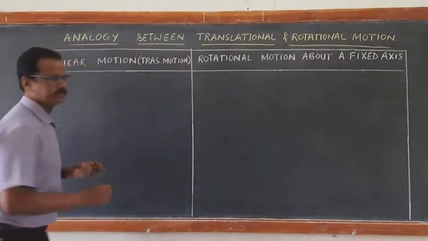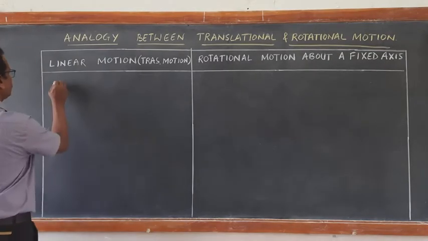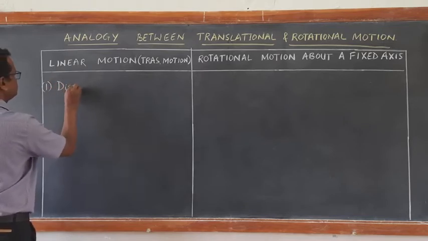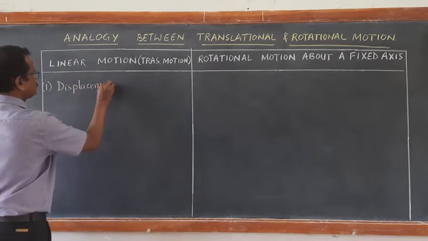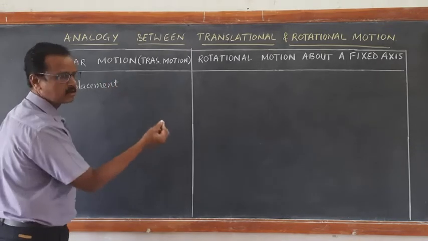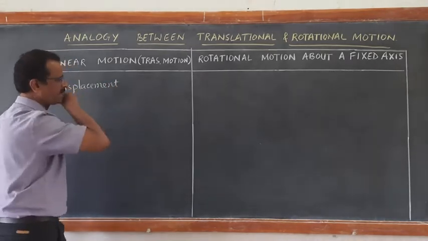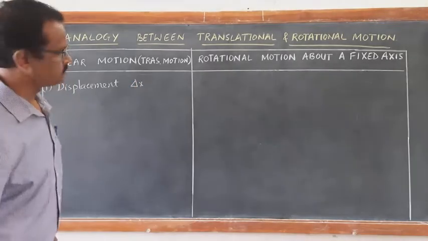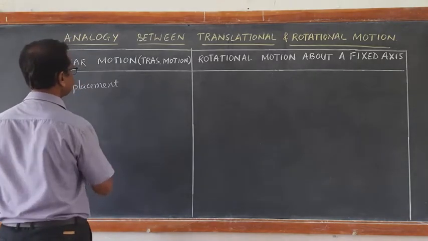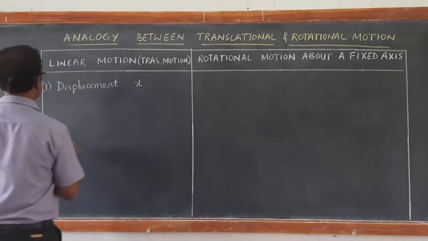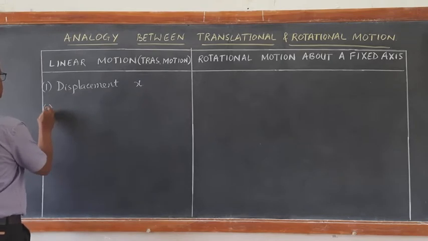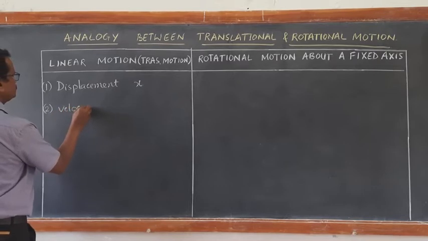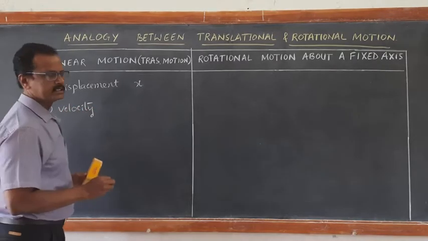First, we started with kinematics. We learned displacement. The first one is displacement, which we have taken as S, or X, or delta X. Let us take X as the displacement. Then we learnt the second one, the velocity, linear velocity, that is dx by dt.